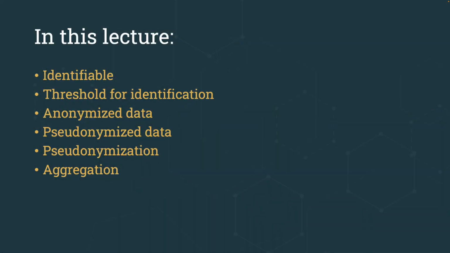In this lecture, we are going to look at part 3 of our definition of personal data. This includes identified or identifiable. So we will define what identifiable means. We will then look at a threshold for identification. And then we are going to look at 3 different types of data: anonymized data, pseudonymized data. We're going to look at the process of pseudonymization, and then finally aggregation.